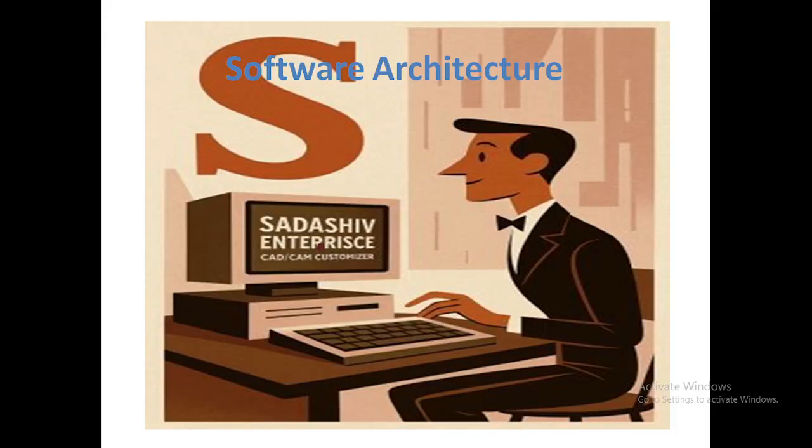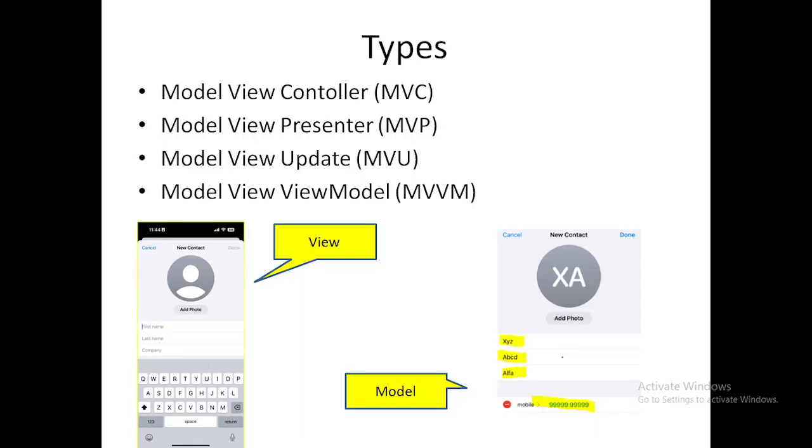So in short, the software architecture types. Now you are able to see on my screen the various types of software architecture. The first one is Model View Controller. Second is Model View Presenter. Third is Model View Update. And fourth is Model View ViewModel. If you see, in common we have the model and views, so we'll start first with these common words.